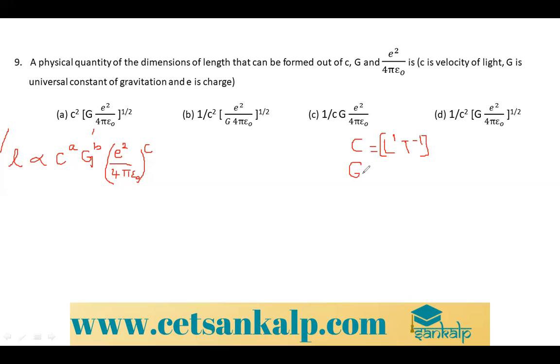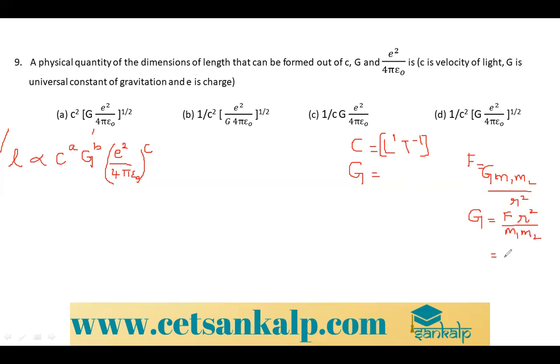Next, G, the gravitational constant. If I want to understand that, I'll first write down the formula. The formula is F is equal to G m1 m2 divided by r square. But I want the formula for G. So G is equal to F r square divided by m1 m2.